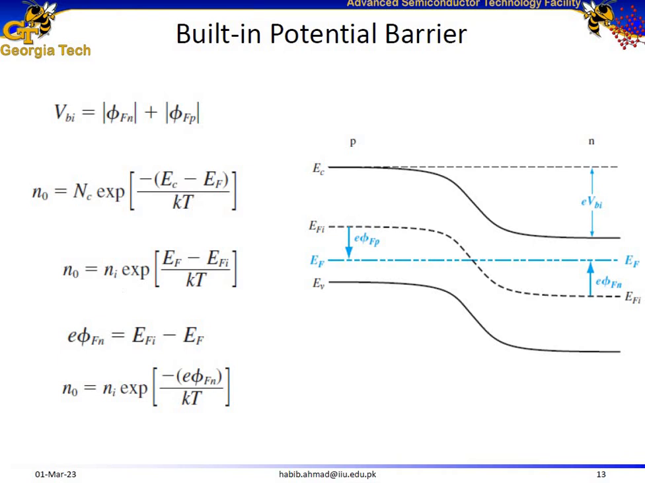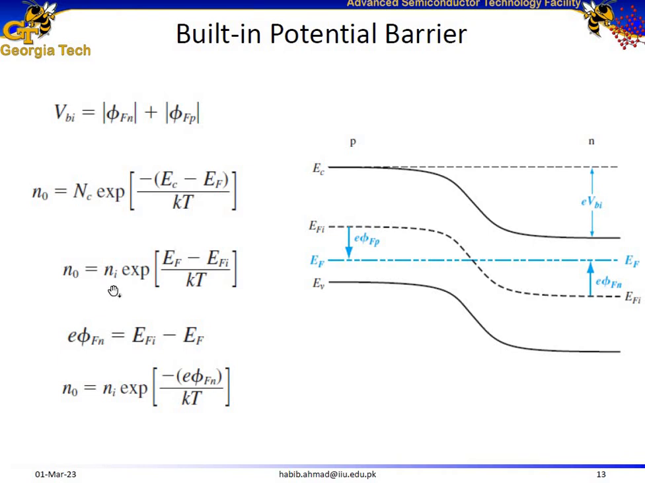Well, it's fine if you don't know. The intrinsic carrier concentration for silicon at room temperature is 1 times 10 to the power of 10 per centimeter cube, which means even if it is not doped, we would still have 1 times 10 to the power of 10 electrons per centimeter cube for the semiconductor.